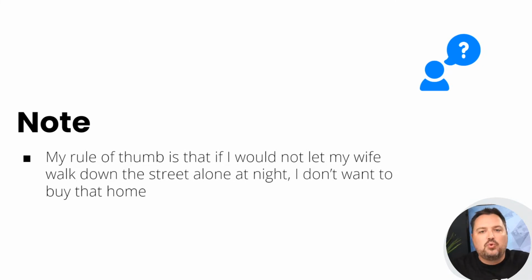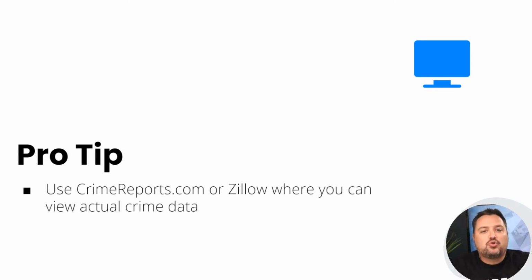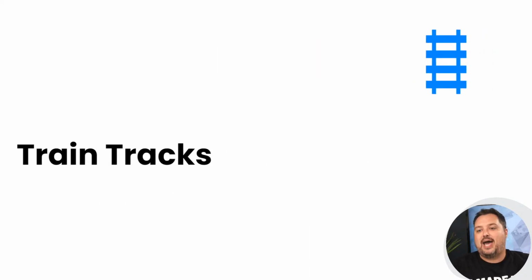Now, just a note, my rule of thumb is if I wouldn't let my wife walk down the street alone at night, I don't want to buy that home, or I don't want to invest in that neighborhood. That's my rule of thumb. That has done really well for me, and I see a lot of people taking on those risks and getting themselves in trouble. Now, for a quick pro tip, you can use crime reports or Zillow, where you can actually view the crime data and have an idea of what's happening for the crime in the area. Another thing you can do is actually call the police station and ask them for a report on the areas. They're typically happy to help, at least in most cases I've seen.